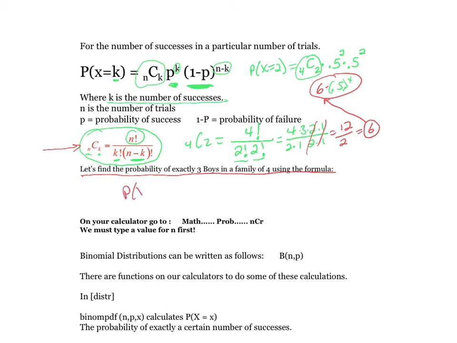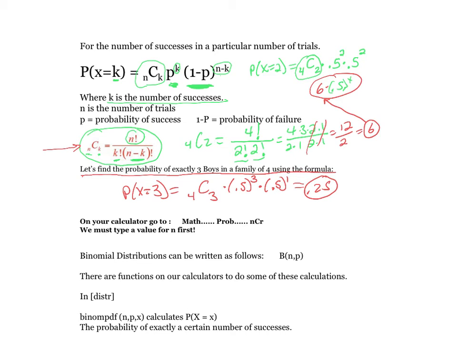So it'll be the probability that x equals 3 for 3 boys. So it'd be 4C3, that's how many arrangements there are of 3 boys, times the chance of having a boy, and I want 3 of them, times the chance of having a girl, and I want 1. And if we do that problem, we will end up getting exactly the same answer that we got before, which was 0.25.